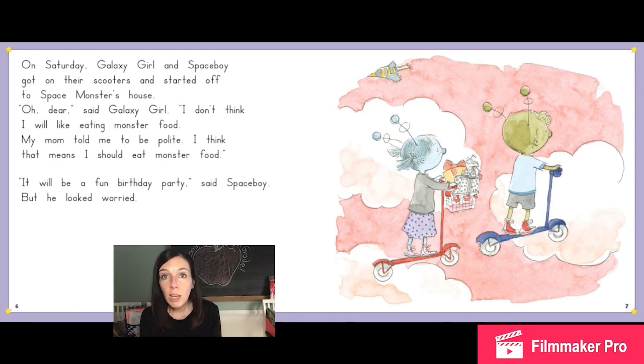And then once you think you figured out the problem, I want you to think about, what would be the polite thing to do? So think about the problem and then think about, what would be the polite thing that you could do if you were Space Boy and Galaxy Girl. So go ahead and do that. And then whenever you're ready, press play and we'll keep reading.